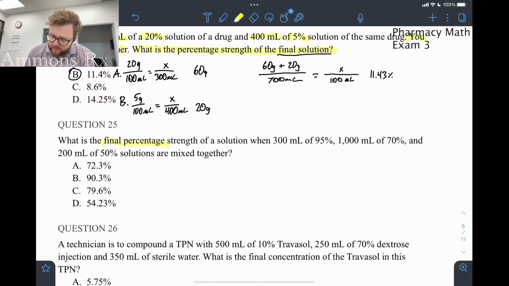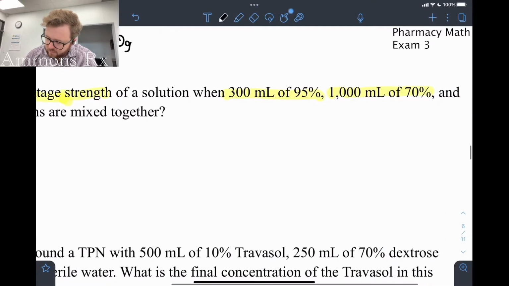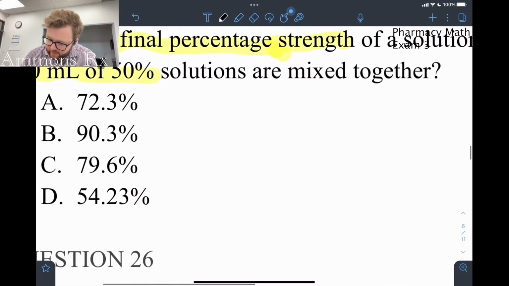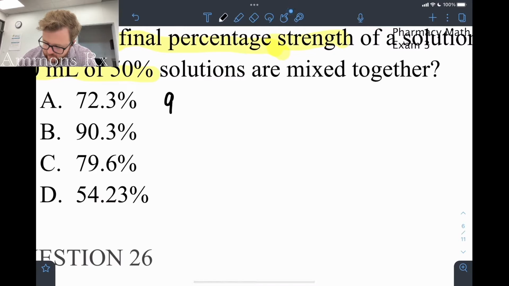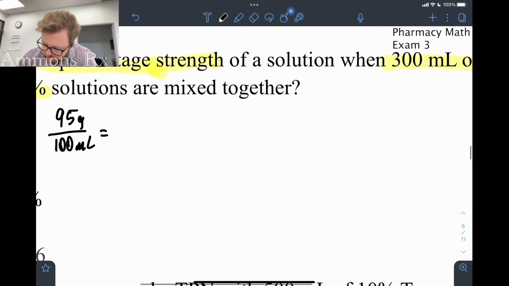What is the percent strength of a solution when 300 mils of 95%, 1,000 mils of 70%, and 200 mils of 50% are mixed? So it's basically the same thing we did last time, except we have 3 compounds. So we have our 95%. How much? 300.